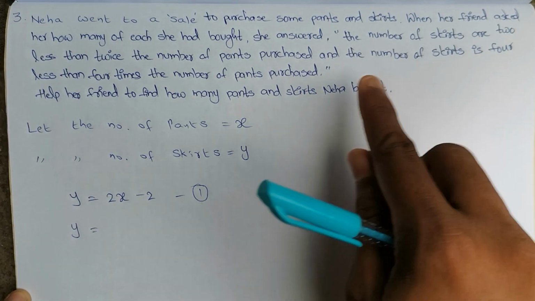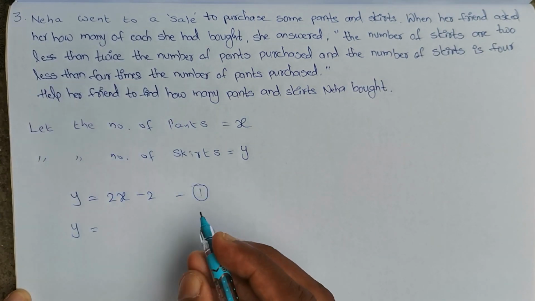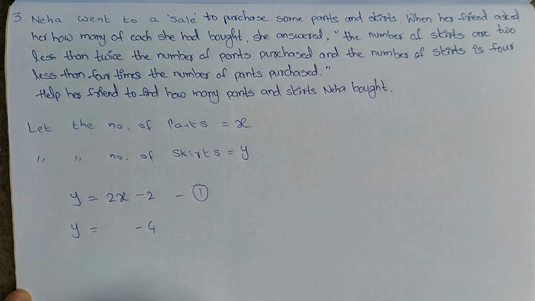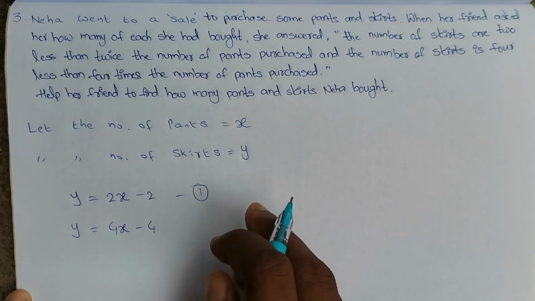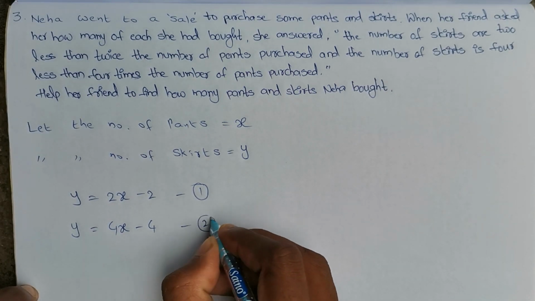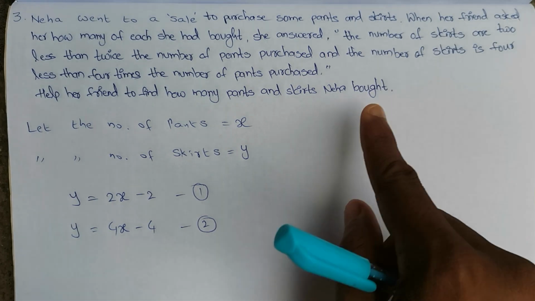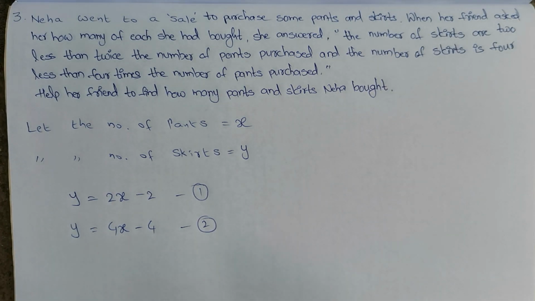And next, the second condition: the number of skirts is 4 less than 4 times the number of pants purchased. So this is equation 2. The first equation we wrote according to the first condition, and the second equation according to the second condition. So we now have two equations. We need to solve these two equations to find the x and y values.